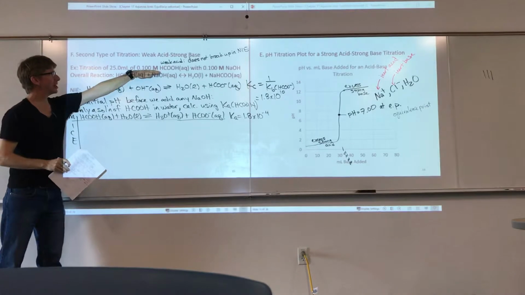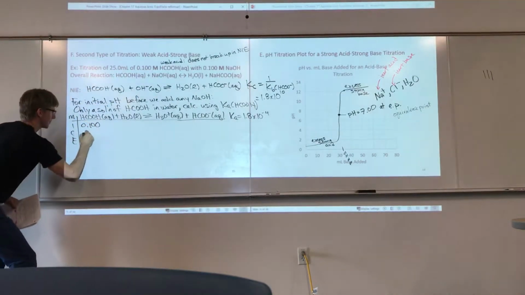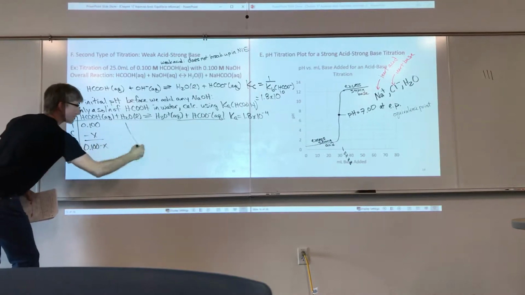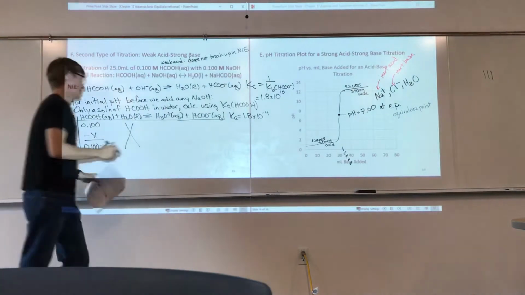We take the concentration of our formic acid and put it into a nice table. And this is a chapter 16 problem, so it's very similar to what you're doing right now.